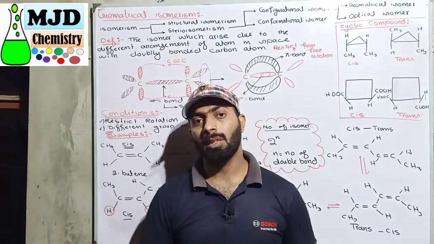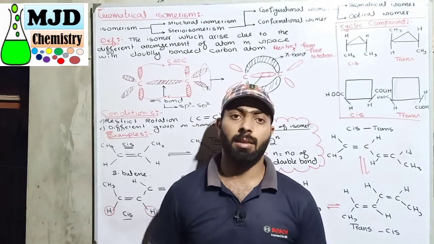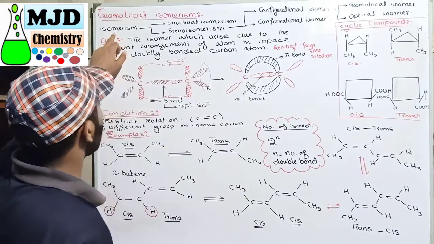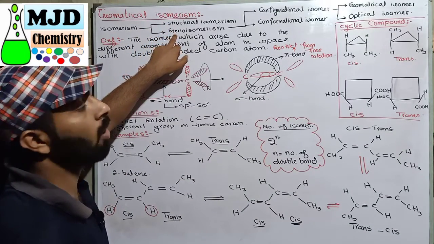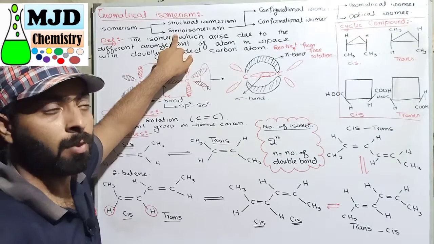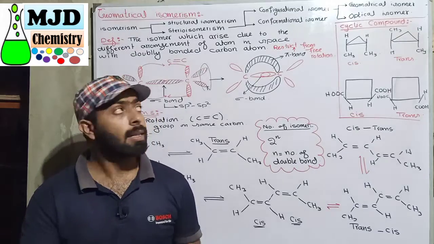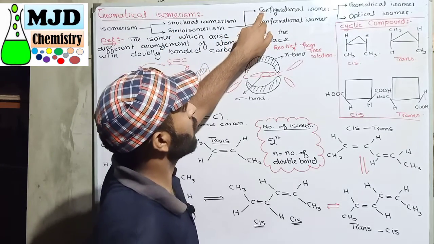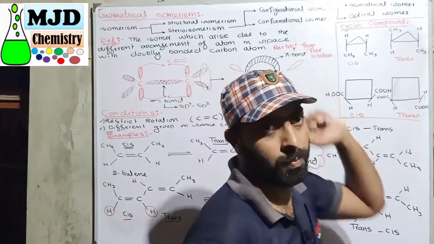First of all, we see where geometrical isomerism basically arises. Isomerism is first divided into two types, structural isomerism and stereoisomerism. There are 5 types of structural isomerism. And then stereoisomerism is further divided into configurational isomerism and conformational isomerism.